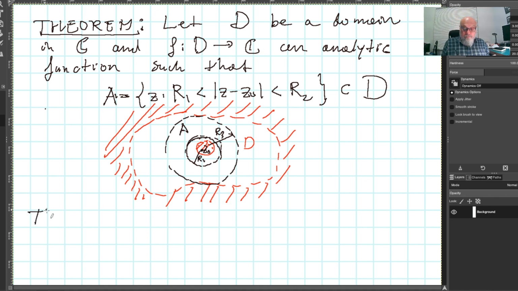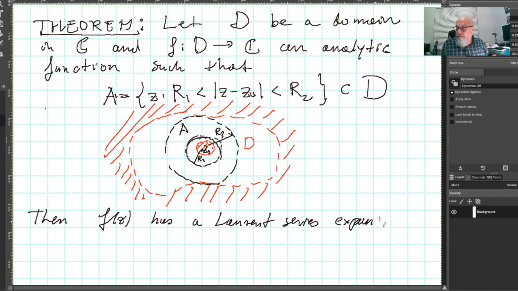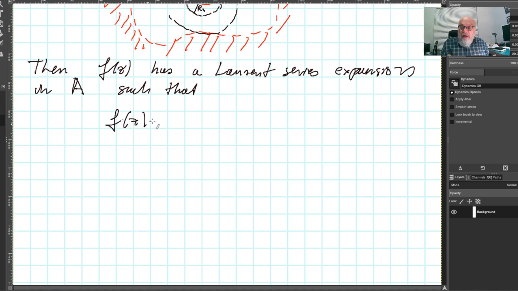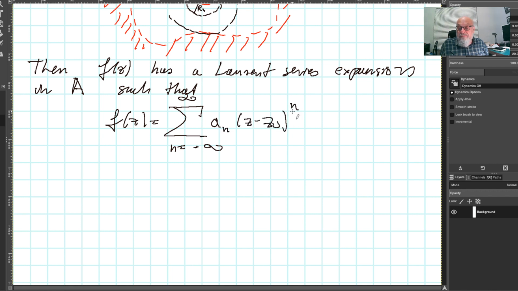Okay, maybe such that this annulus. Then f of z has a Laurent series expansion in A, such that, let's write down this expansion, this f of z can be written as a convergent series: n equals minus infinity to infinity of a n times (z minus z0) to the power n.